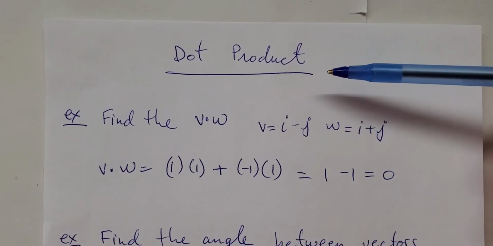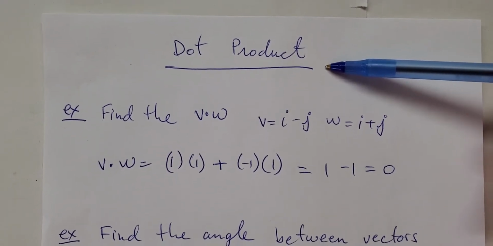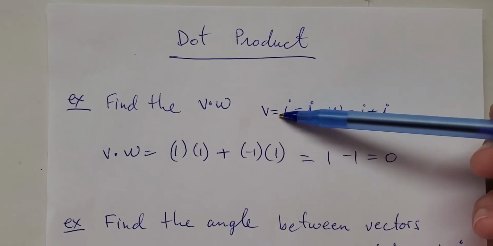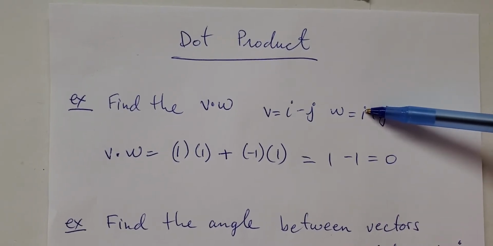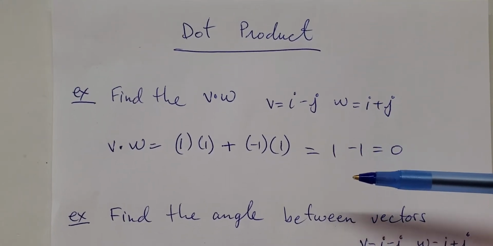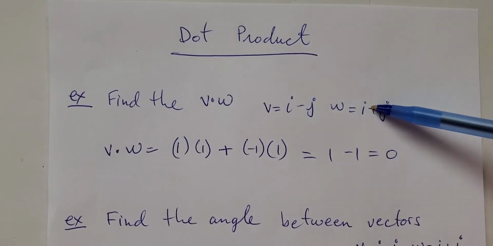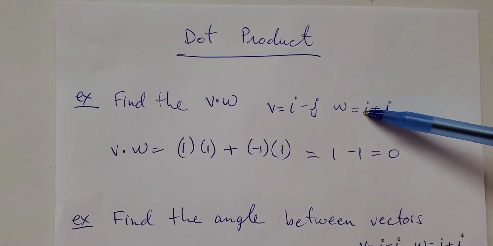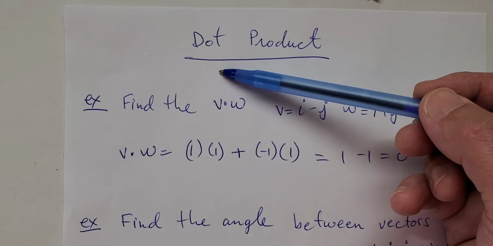This lesson is dot product. Dot product is to find the relationship of two vectors. One more time, dot product is the relationship between two vectors. So here we have a vector v, vector w, and we're going to use the dot product.